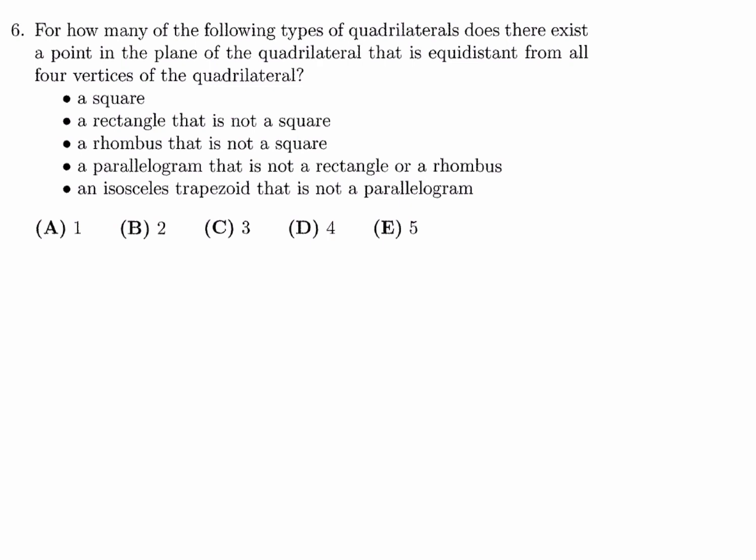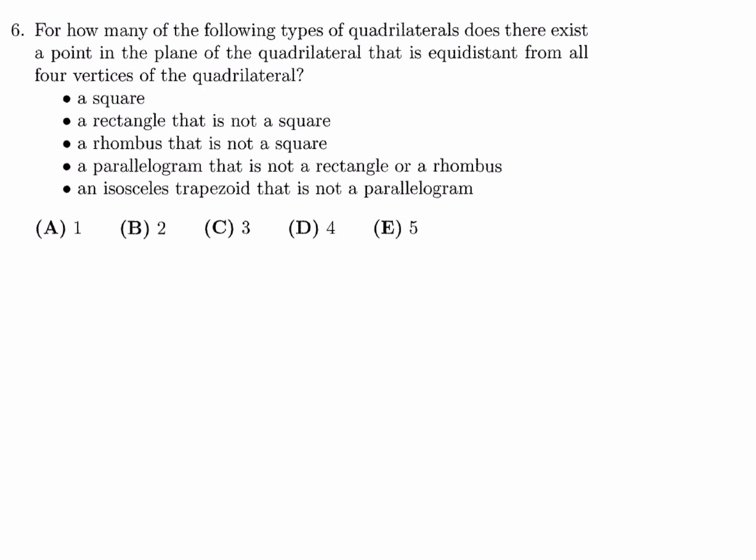For how many of the following types of quadrilaterals does there exist a point in the plane of the quadrilateral that is equidistant from all 4 vertices of the quadrilateral? A square, a rectangle that is not a square, a rhombus that is not a square, a parallelogram that is not a rectangle or rhombus, an isosceles trapezoid that is not a parallelogram.